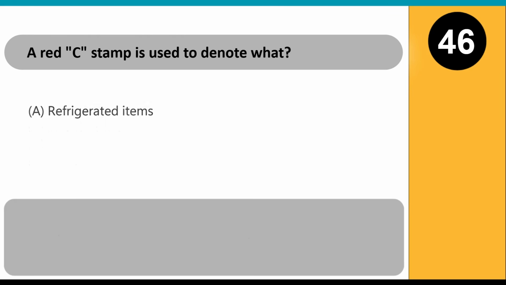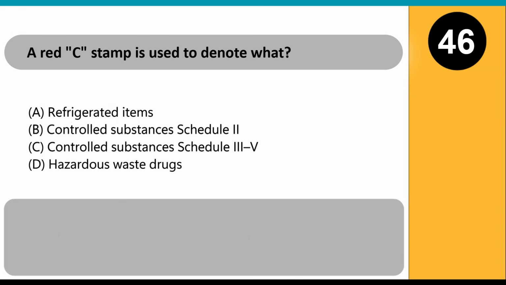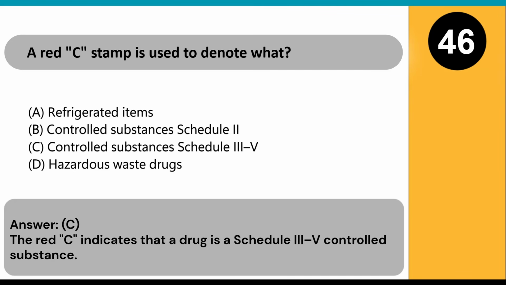A red C stamp is used to denote what? A. Refrigerated items. B. Controlled Substances Schedule 2. C. Controlled Substances Schedule 3V. D. Hazardous waste drugs. Answer C. The red C indicates that a drug is a Schedule 3V controlled substance.